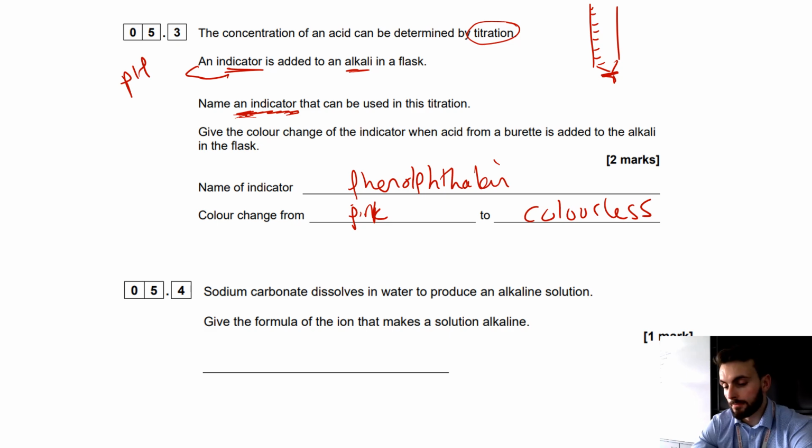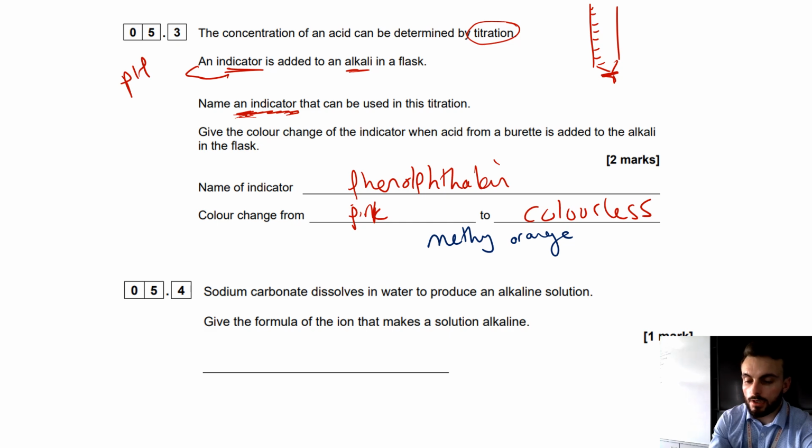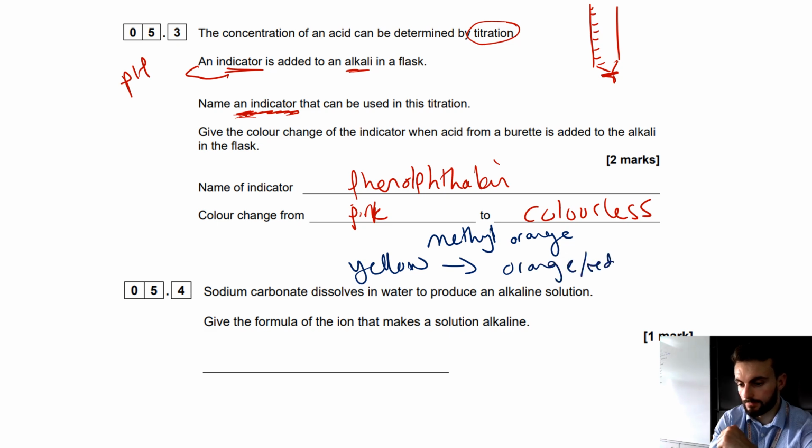Then the other indicator that we can use in this practical as an alternative is methyl orange. This one will start off as yellow in alkali, and then if it becomes neutral or acidic, it will go to orange, red or pink. You could also have litmus paper, which goes from blue to red.